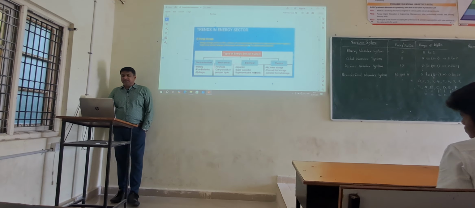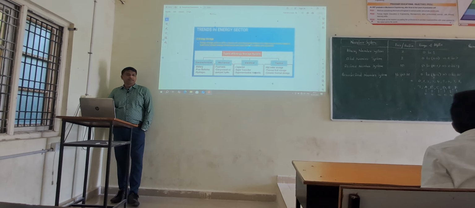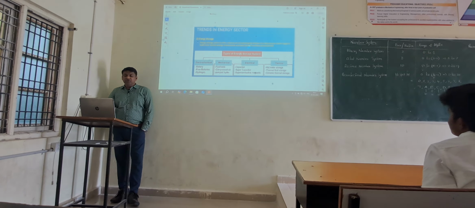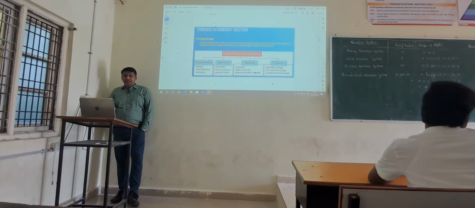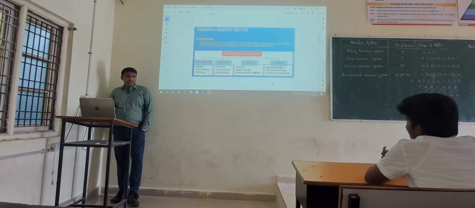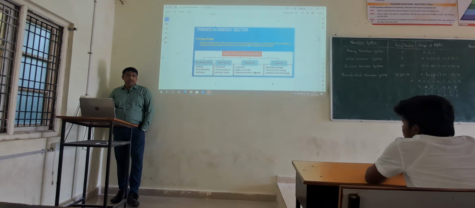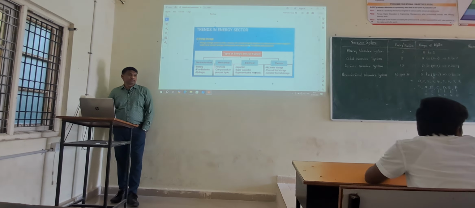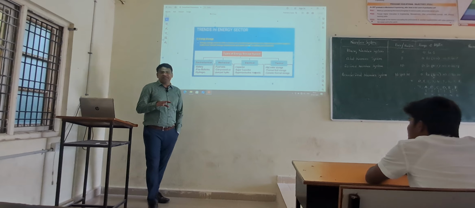Trends in the energy sector. One of the trends in the energy sector is energy storage. How to store energy is very important. We have different types of energy storage: electrochemical energy storage, mechanical storage, electrical storage, thermal storage. We are lacking technology in this energy storage.